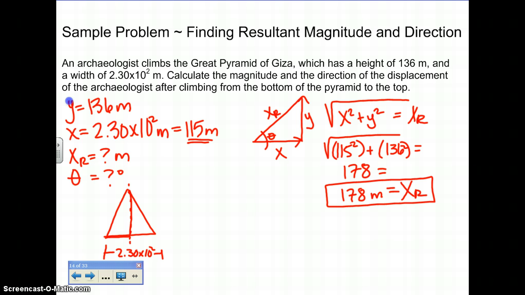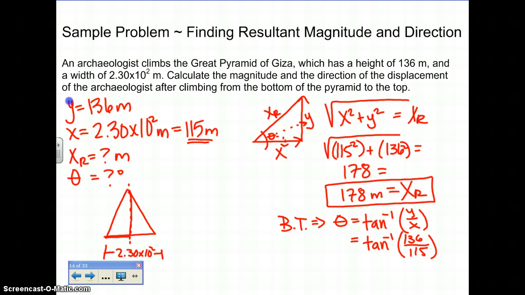Okay, what about the resultant's direction? That means that you want to use tangent, like inverse tan equals theta, and you want opposite over adjacent. So check out who's opposite and who is adjacent. And then assess, is this a bow tie or is this an hourglass? Well, it is a bow tie triangle. So since it is a bow tie triangle, that means that you want theta to equal the inverse tan of y over x. That gives us the inverse tan of 136 divided by 115.